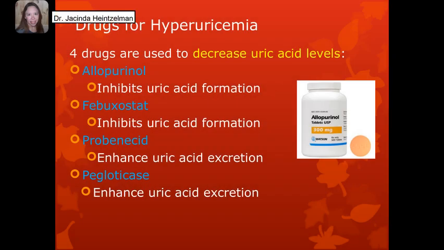The drugs that we need to use to decrease the uric acid levels, so they're really treating the hyperuricemia, are allopurinol, febuxostat, probenecid, and pegloticase. The most common one that we will use, and the one that we're seeing the most with our patients, is allopurinol.